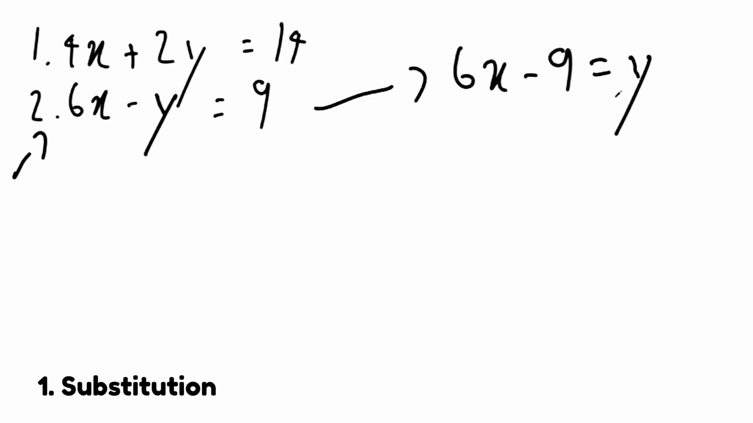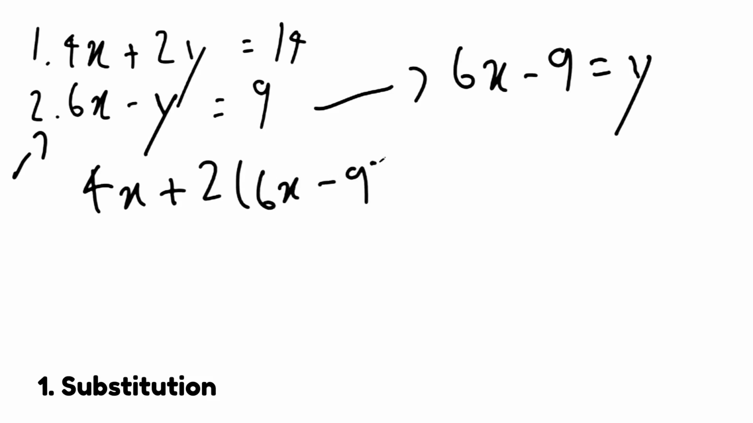And this becomes 6x minus 9 equals y. So now that we know what y is in relation to x, we can substitute 6x minus 9 into the first equation. So I'm going to write out the first equation. I'm going to swap the y for 6x minus 9. And you can see this equation now only has x coefficients and constants, and there's only one variable.